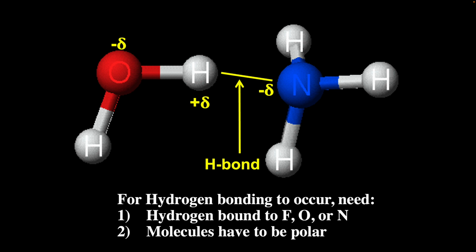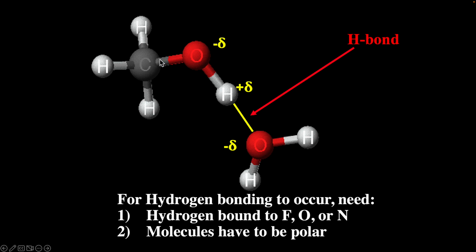Molecules have to be polar. And so here you can have hydrogen bonding between two different types of molecules. Here we have water, here we have ammonia. And so we have the hydrogen bound to the oxygen, attracted to the nitrogen because that has a partial negative charge.